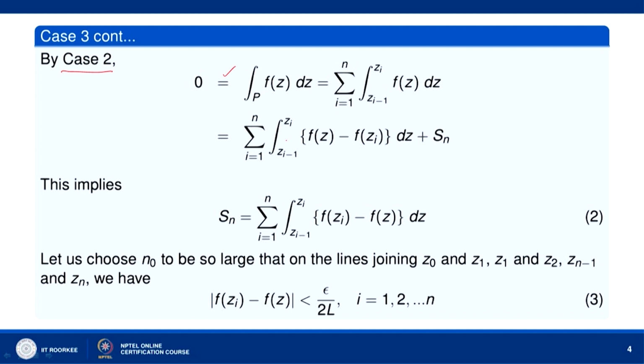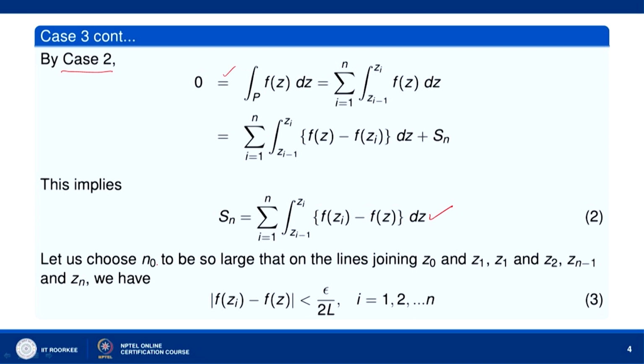And then what I do, in the sum from i equal to 1 to n of the integral from z(i-1) to zi, I subtract f(zi) here and add f(zi). When I add f(zi), this Sn is nothing but the sum from i equal to 1 to n of the integral from z(i-1) to zi of f(zi). Whatever I am adding comes inside this Sn. But then this sum is equal to 0, so Sn will be equal to the sum from i equal to 1 to n of the integral from z(i-1) to zi of (f(zi) minus f(z)) dz. By using the fact that this sum is equal to 0, I get Sn like this.